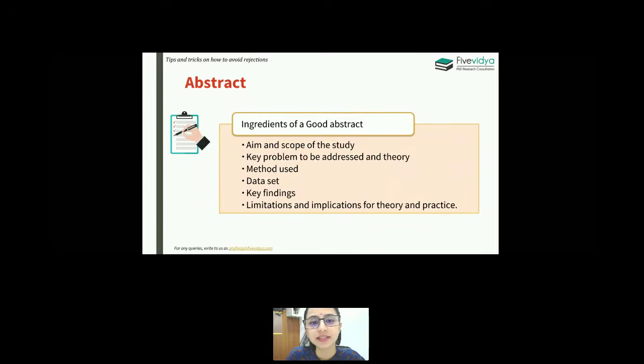Now, what ingredients can you add in a good abstract? The first thing to note is that the aim and the scope of the study should be mentioned clearly. The key problems should be addressed. The methodology you are using should be mentioned. Your key data findings should be mentioned in your abstract, along with the limitations and implications of your theory.